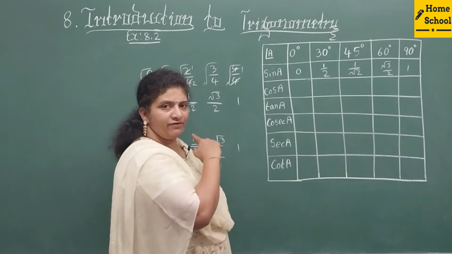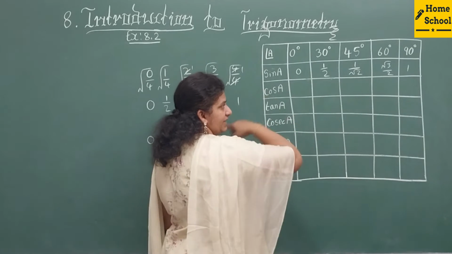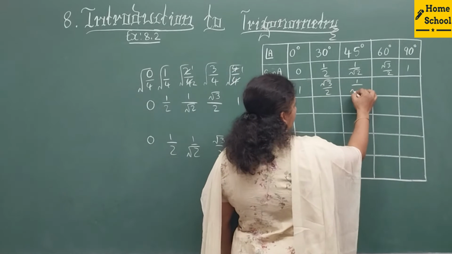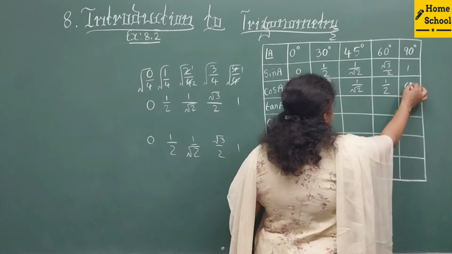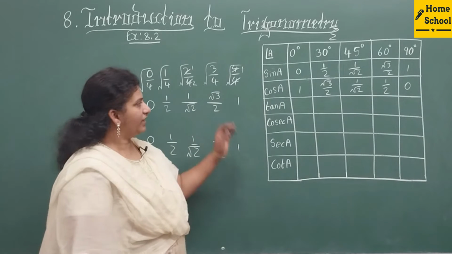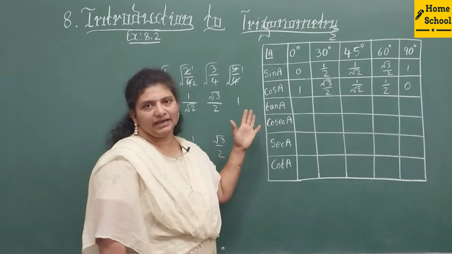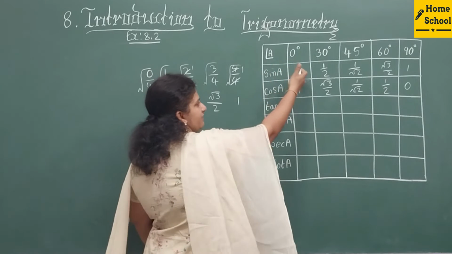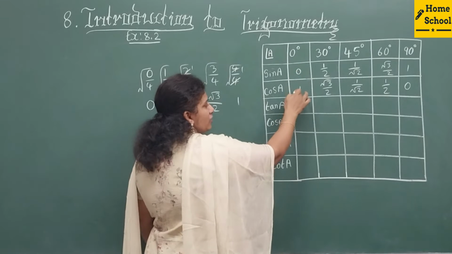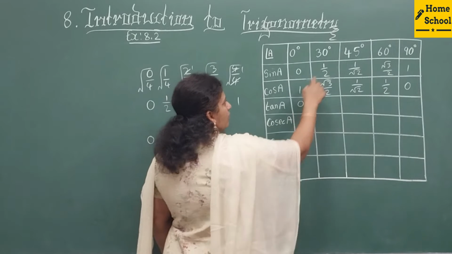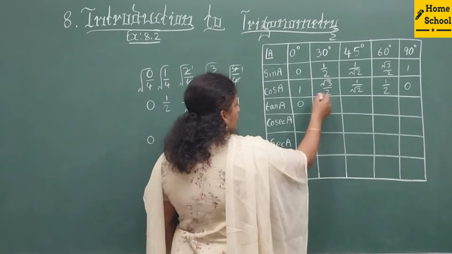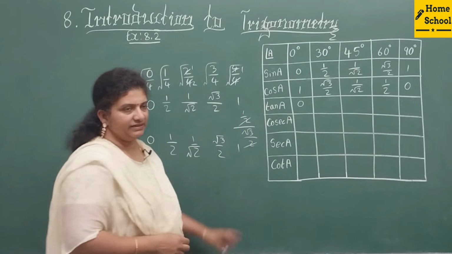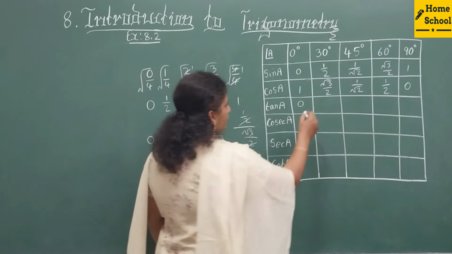Now say the same line in reverse order: 1, root 3 by 2, 1 by root 2, 1 by 2, 0. Then you got the cos ratios. Tan A if you want: what is tan A? Tan A is sin A by cos A. So just divide this line by this line. 0 by 1 is 0. 1 by 2 divided by root 3 by 2: the 2s cancel, and what you get is 1 by root 3.